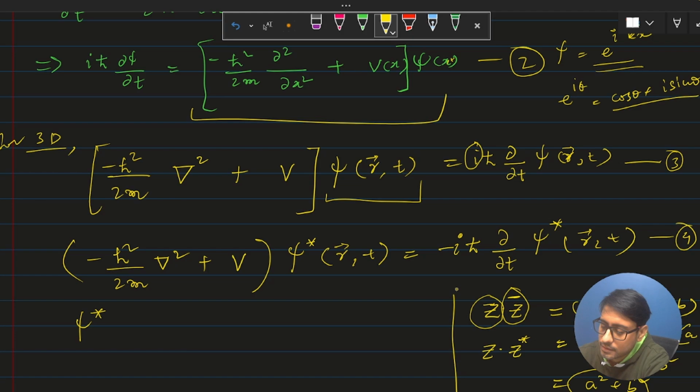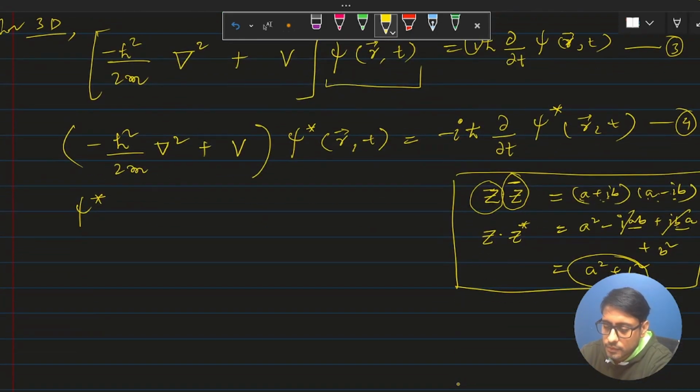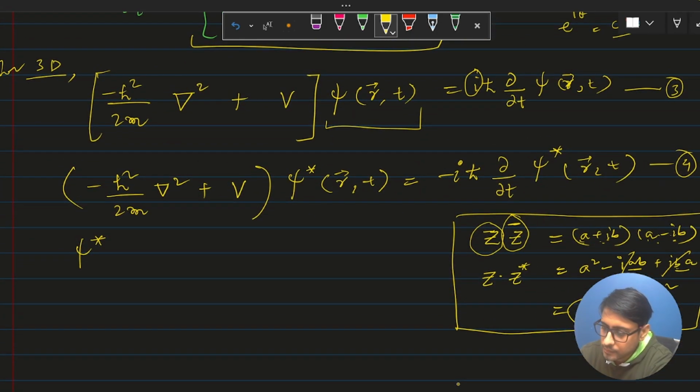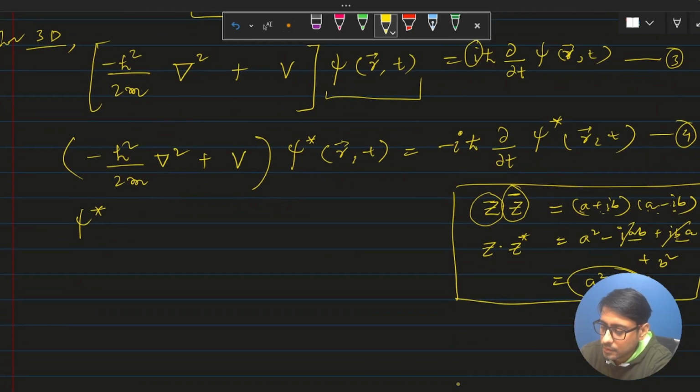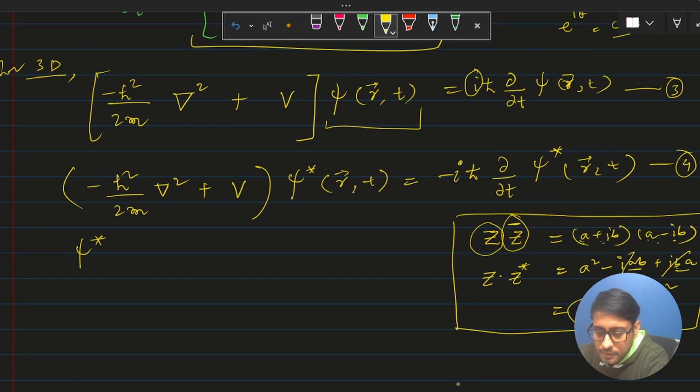Seeing this result, we are basically following the same pattern to get some real value, something related to reality, and that can only be measured using real numbers. The approach to get a real number is basically multiplying this with the conjugate of the wave function. So keeping that in mind, we will multiply the equation number 3 with psi conjugate.